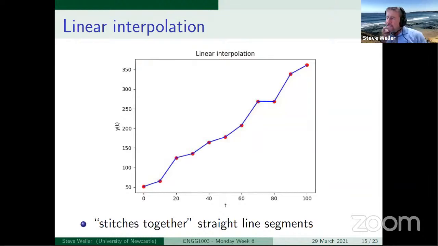So the way I think of linear interpolation is as stitching together straight line segments. Now there's a mathematically precise way of saying that, but I hope you see what I mean by stitching together: we build up an overall function by gluing together consecutive or adjacent straight line segments that connect the red dots. So linear interpolation is the simplest form of interpolation, and it's done by stitching together straight line segments.